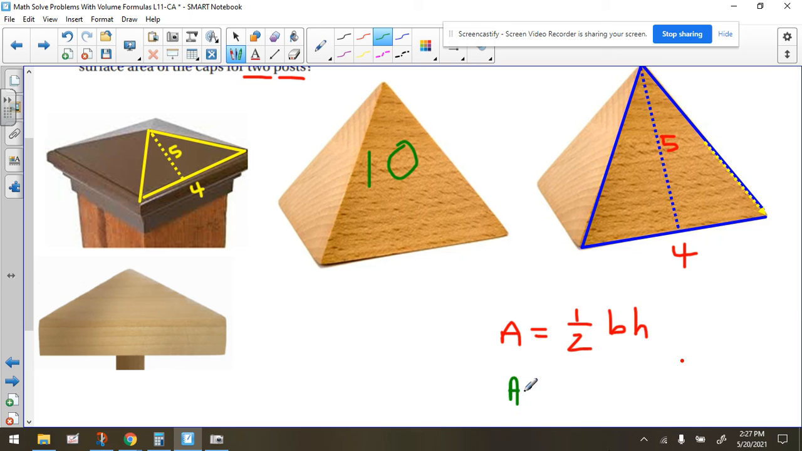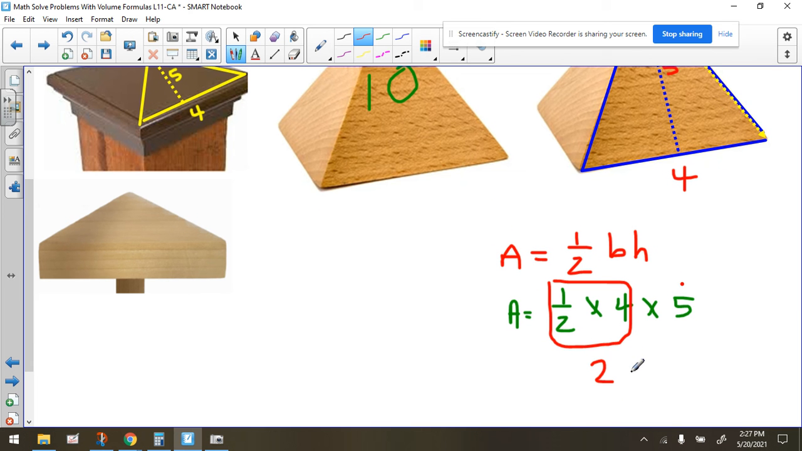But if you need to see it in the formula, let's take a look at what that would look like. The base would be 4, the height would be 5, and half of 4 is 2, and 2 times 5 would be 10.